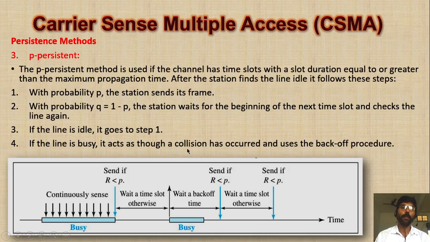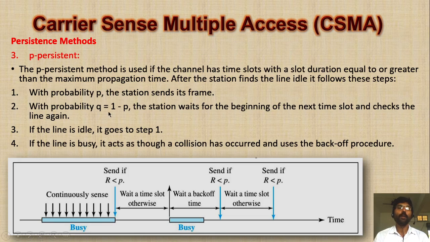The next one is the p-persistent method. The p-persistent method is used if the channel has time slots with a slot duration equal to or greater than the maximum propagation time. Whenever the station finds that the line is idle, it follows these four steps. In the first step, with the probability p, the station sends its frame.